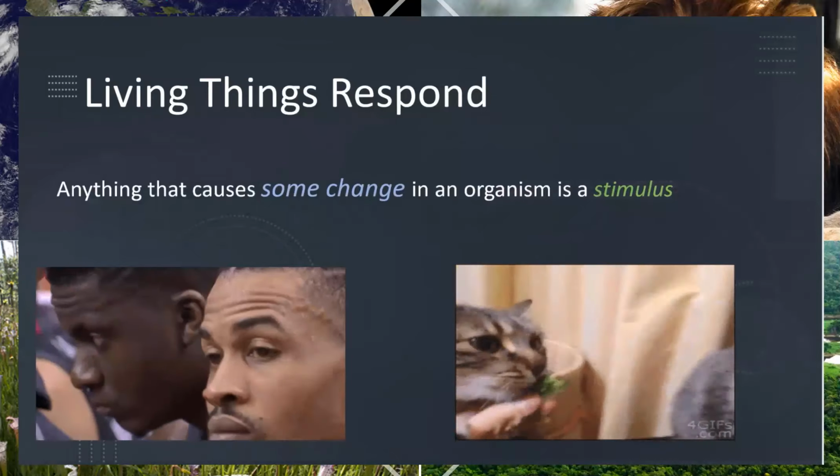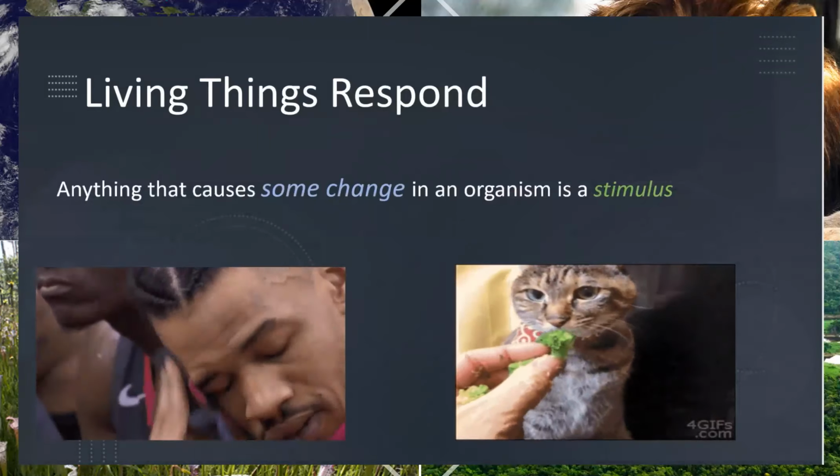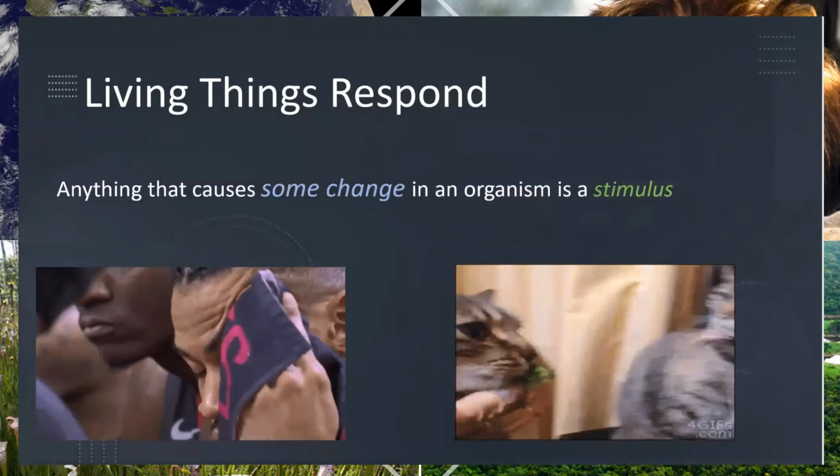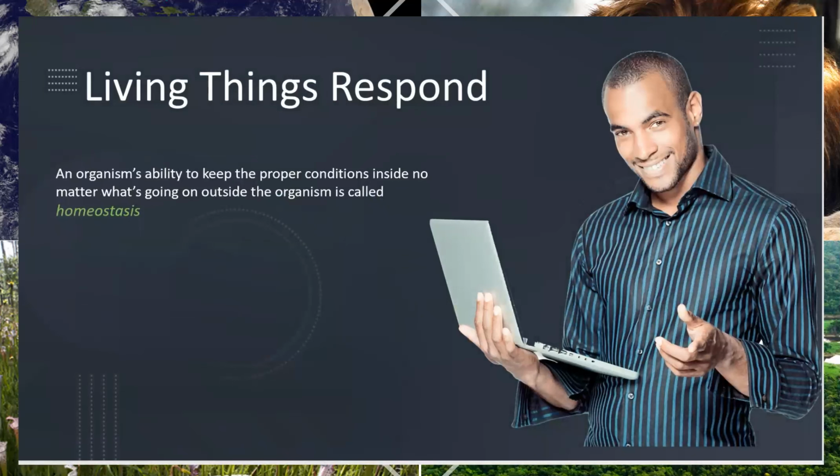So let's focus a little bit on the change that's taking place here. Anything that causes some change in an organism is a stimulus. Now that's important. That discussion on change is important because an organism has an internal environment and an external environment. And so when the external environment changes, we cannot allow those changes on the outside of the organism to change the inside of the organism. So we have this really cool system here, this cool mechanism called homeostasis. An organism's ability to keep the proper conditions on the inside, no matter what's going on the outside of the organism, is called homeostasis.